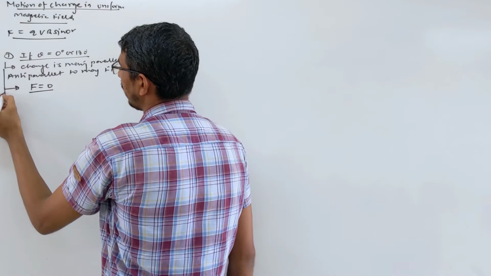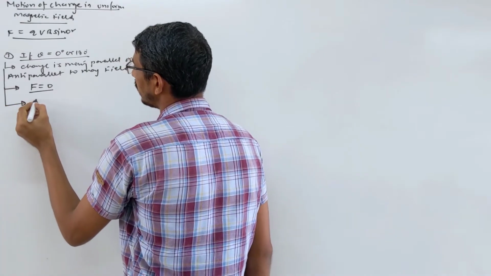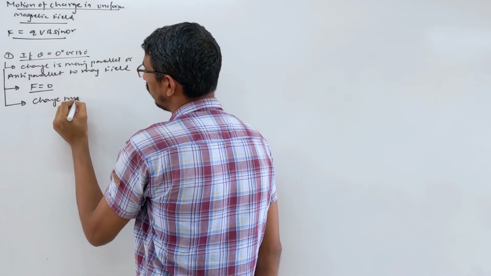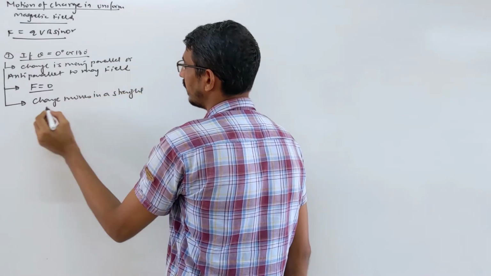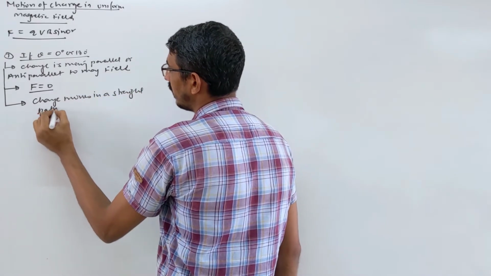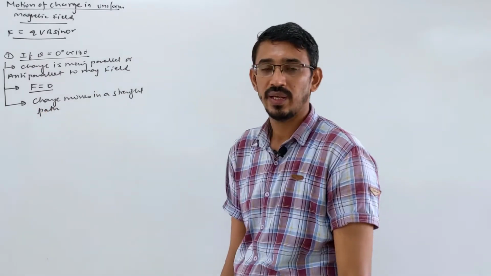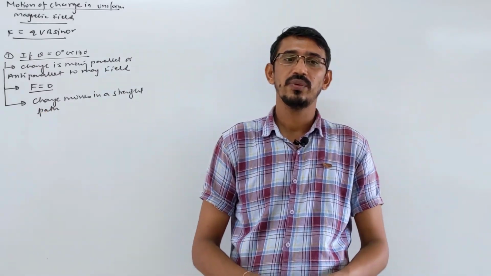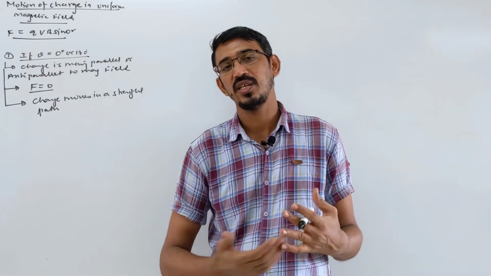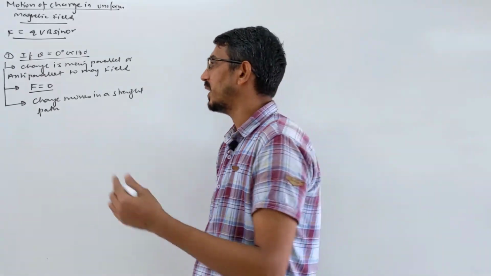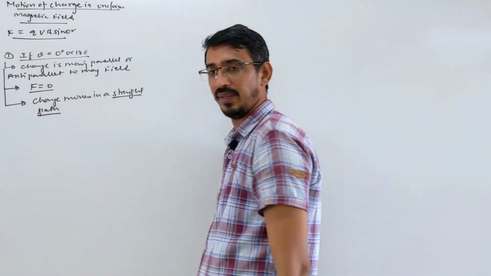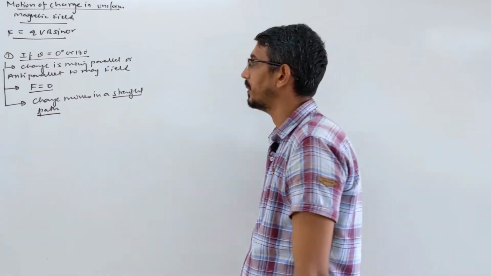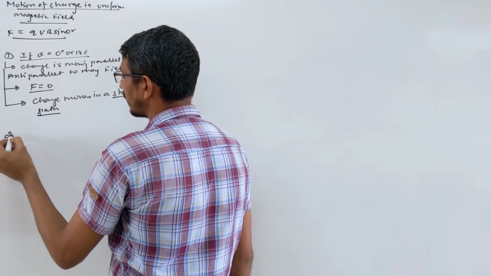Not experiencing any magnetic force means the charge moves in a straight line path, because no magnetic force is acting. So whatever direction the charge enters in, it keeps moving in the same direction in a straight line. So when the charge is moving at this angle, what is the path traced? The answer: straight line. Okay, simplest case.